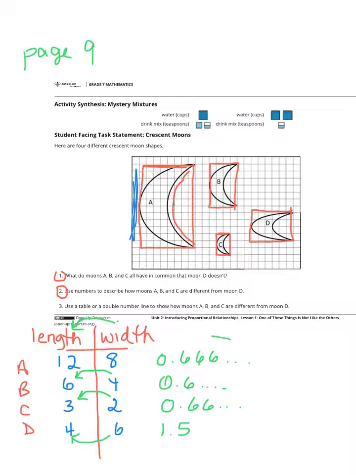And that's what we're looking at in this unit, those ideas of what happens when the ratio is the same and what happens when the ratio is different.